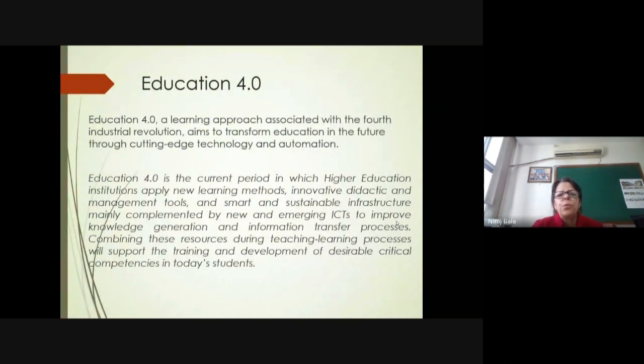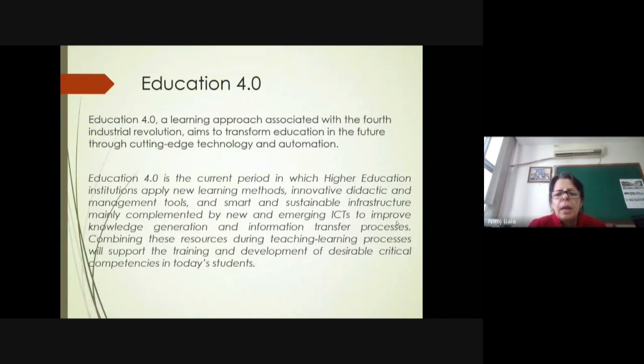Education 4.0 is the current period in which higher education institutions apply new learning methods, innovative didactic and management tools, and smart and sustainable infrastructure, mainly complemented by new and emerging ICTs to improve knowledge generation and information transfer processes.